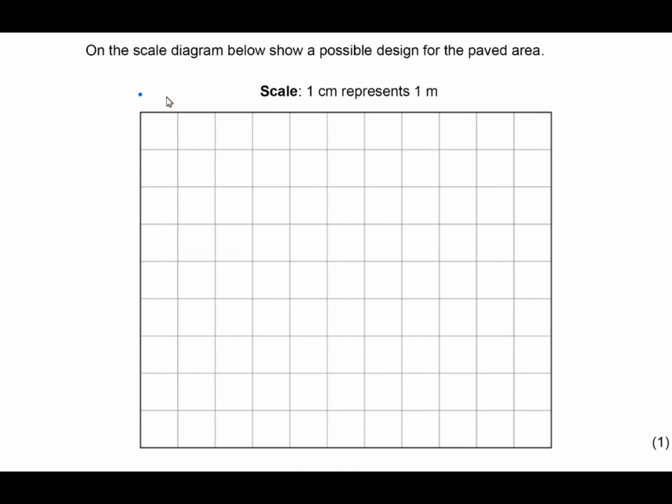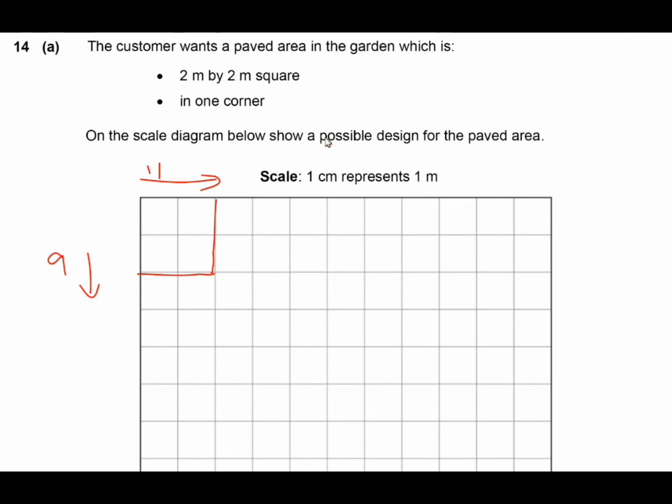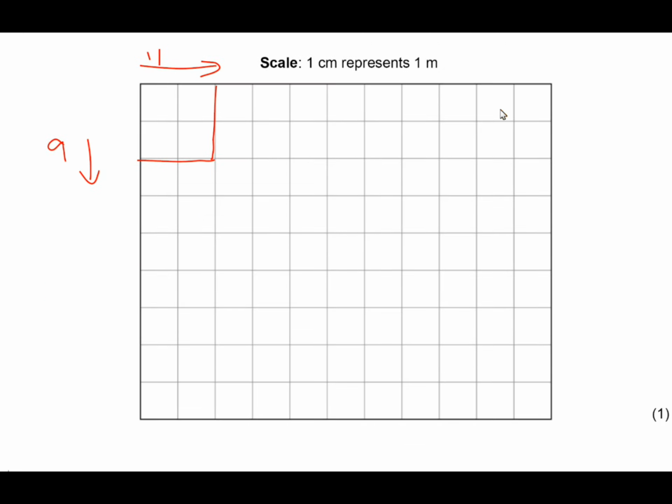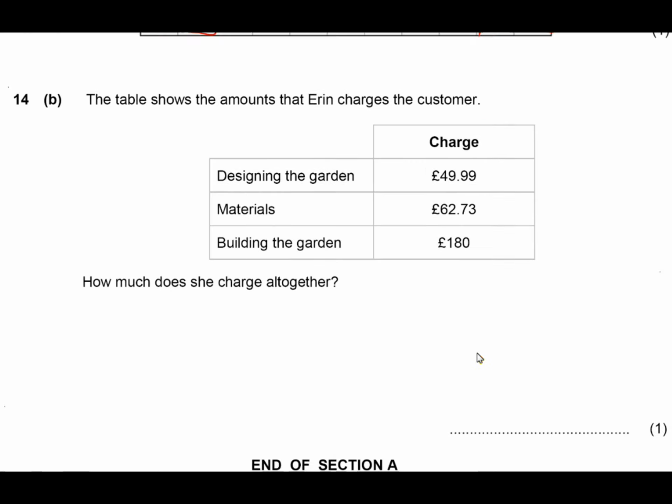Well, we know it's 11 across and 9 down. So each one of these squares is 1 meter, and we need to draw a 2 by 2 meter area as our square. So it can either be in this top left hand corner, it can be in this top right hand corner, it can be in this bottom left hand corner, or it can be in this bottom right hand corner. So any of those 4 will get you the mark.